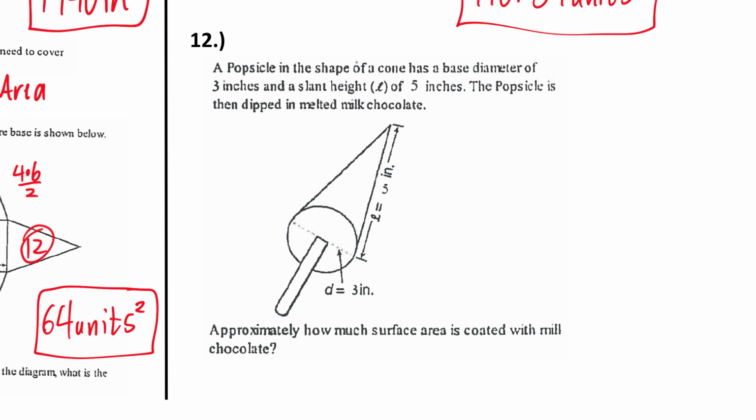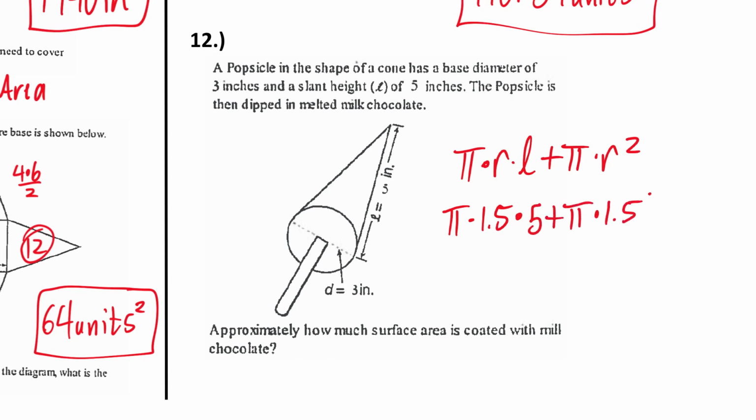Okay, this asks how much surface area would it take to coat this entire thing. So this is total surface area of a cone, which is pi r L plus pi r squared. So pi, the radius would be 1.5 times the L of 5. $30.63.